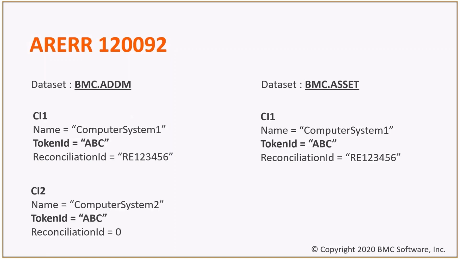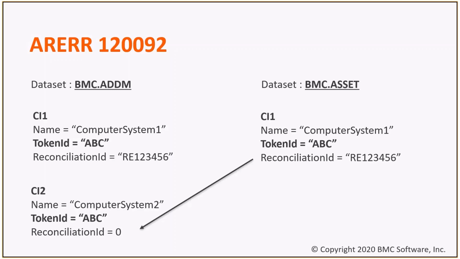Now, CI2 comes into the picture as it has recon ID as 0. It goes through the identification activity of reconciliation. Reconciliation starts searching for token ID equal to ABC in the BMC Asset dataset, which is our identification rule. So it finds one record in asset, which is CI1. So it tries to give the recon ID associated with CI1 to CI2.